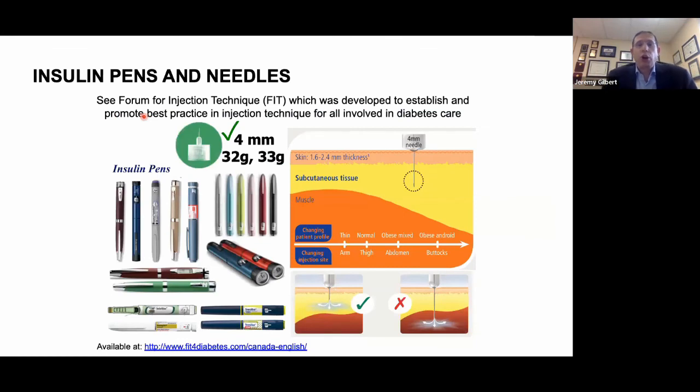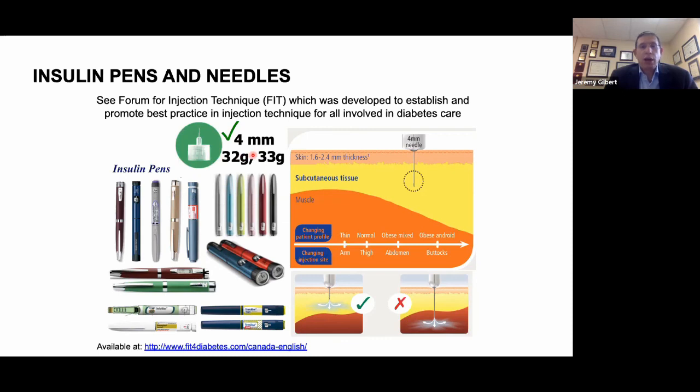Now, I certainly cannot do justice to this final topic here in one slide, but it's a reminder for all of us who are recommending insulin, and a shout out to all the diabetes educators who do this so well, that injection technique is as important, if not more important, than all of the stuff that we've been talking about today. So ensuring that the needle type is of the small generation at 4 millimeters.